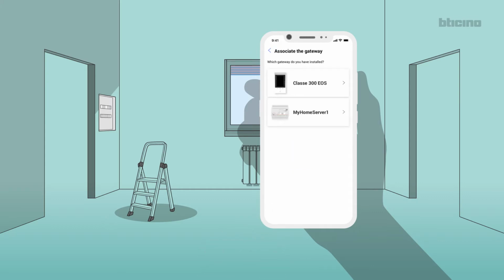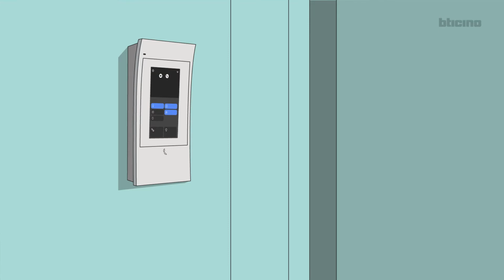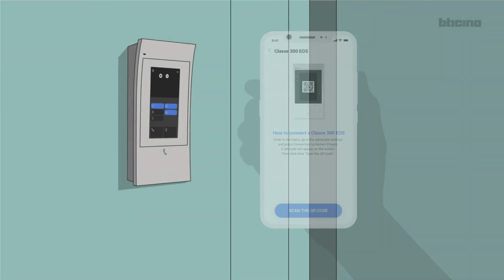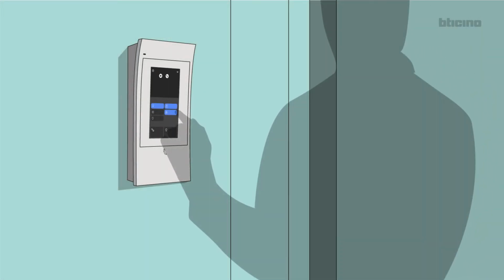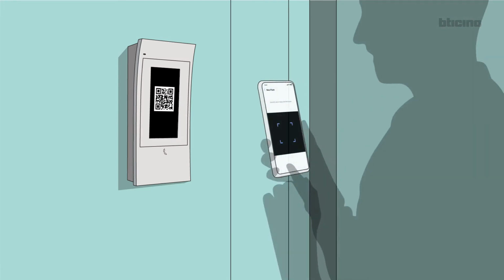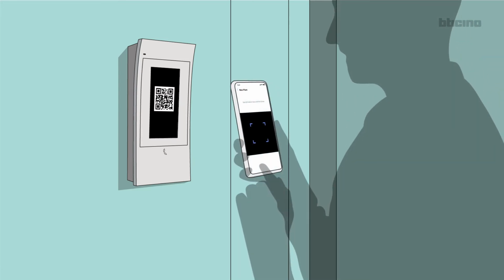Specify the system gateway. If there is a Class 300 EOS with Netatmo internal unit, go to the Advanced Settings, Connection with Home Plus Project menu. A QR code appears on the device, which must be scanned by the app. After scanning, the app connects to the device.